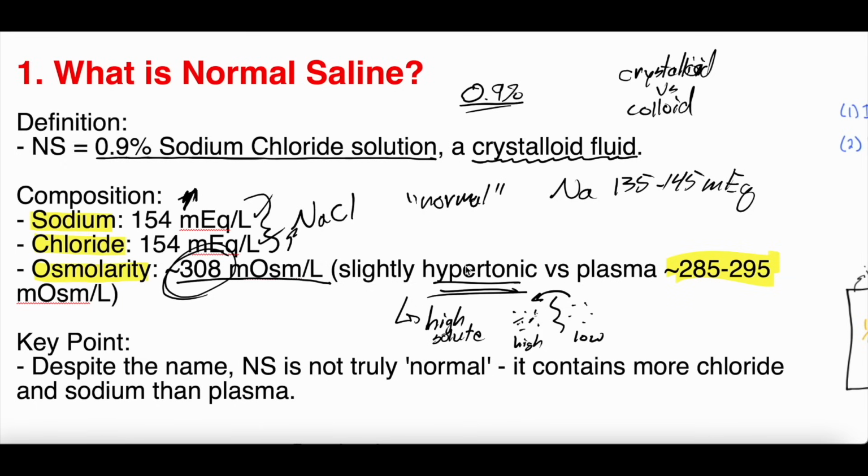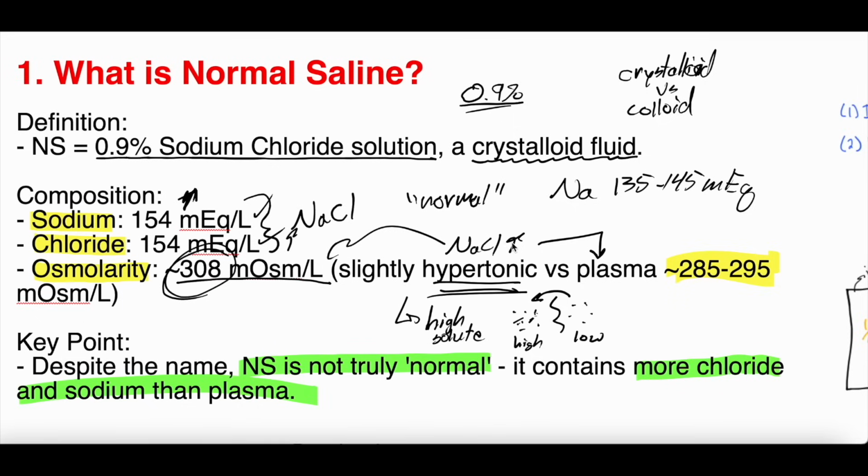And this is related to the supraphysiologic amounts of sodium and chloride, because what's the biggest thing that leads to tonicity? Salt, sodium chloride. So the fact that there are higher concentrations in normal saline than in the plasma is what leads to it being hypertonic, hyperosmolar compared to the serum. So, look, we even put that in there: normal saline is not truly normal. It contains more chloride and more sodium than the plasma, which we just talked about.